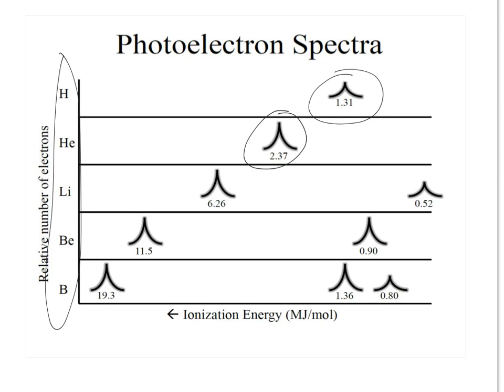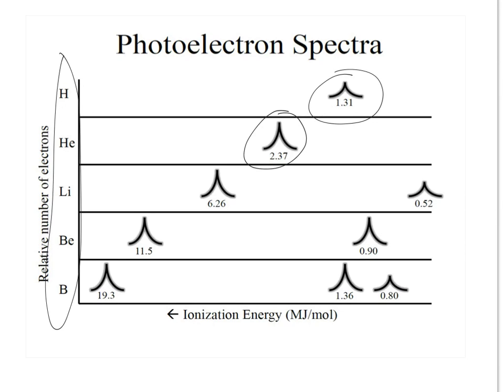Lithium has 2 electrons in the first shell and 1 in the second shell. So the peak for n equals 1 is twice as tall as the peak for n equals 2. The ionization energy for the electron in the second shell is much less because it's further from the nucleus and shielded by those inner core electrons.